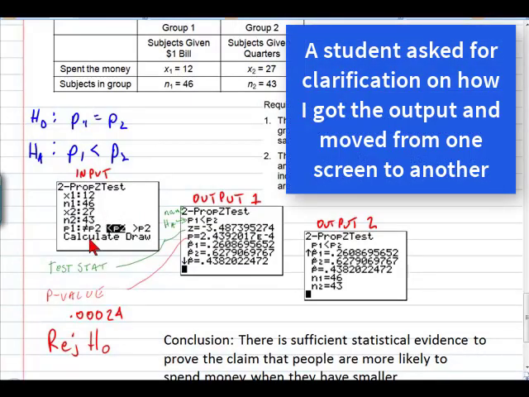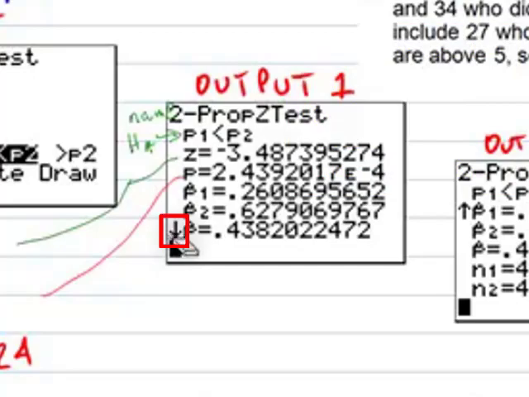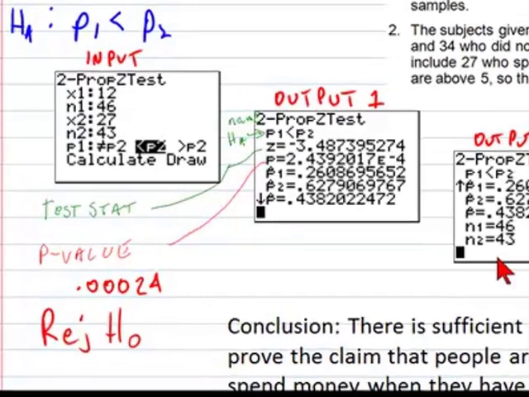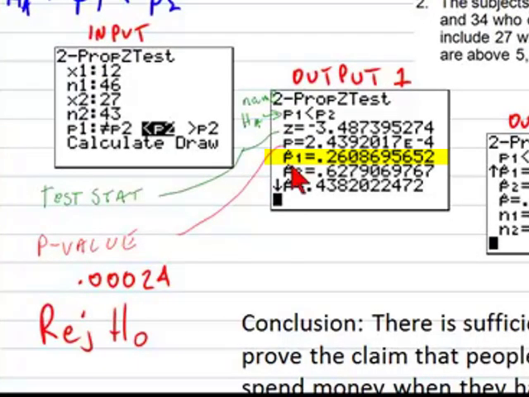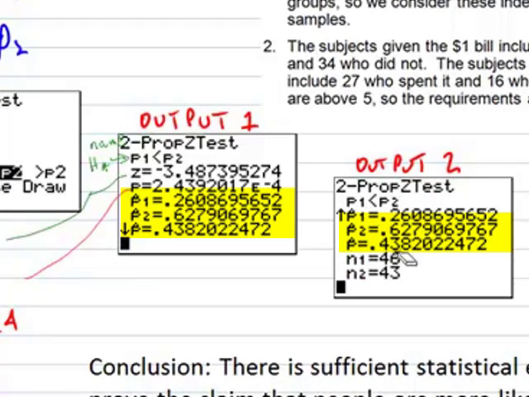From the input screen, I highlighted Calculate, and then I hit enter, and then I got these output screens. And I just hit the arrow down to go from output 1 to output 2. Because of that arrow right there, I knew that I had more information to follow, so I scrolled down, and this is what was on the bottom. The p-value is going to be that first p. This p right here has a hat on it. That's the proportion or the percent of people who spent the money from group 1, and this is the percent of people who spent the money from group 2. There's an overlap right here because I only had 2 things below that p hat, so it may look like there's more p's than are actually there.